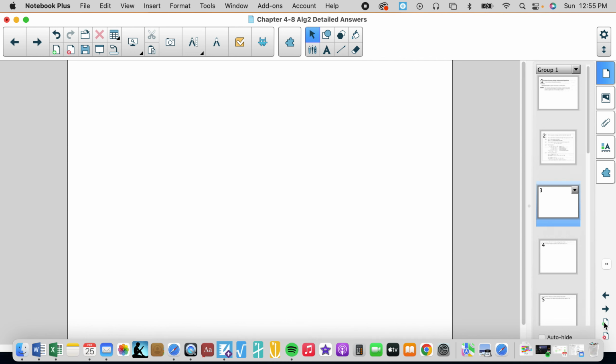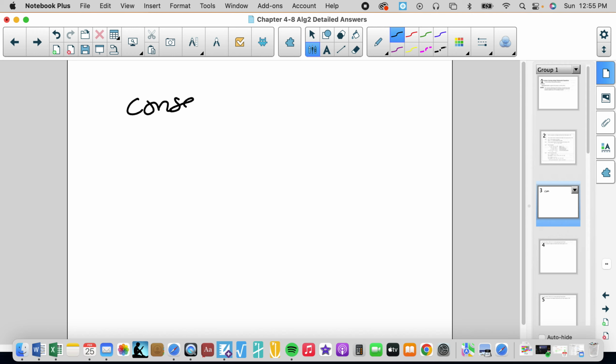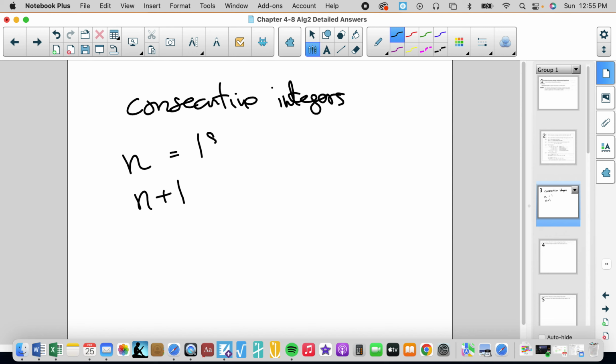So when we say consecutive integers, consecutive integers would be n, and then the next one would be n plus 1. So n is going to equal the first number. This is going to be our second number, because we know that numbers are 1 away from each other when they are consecutive. So that would be the consecutive integers.